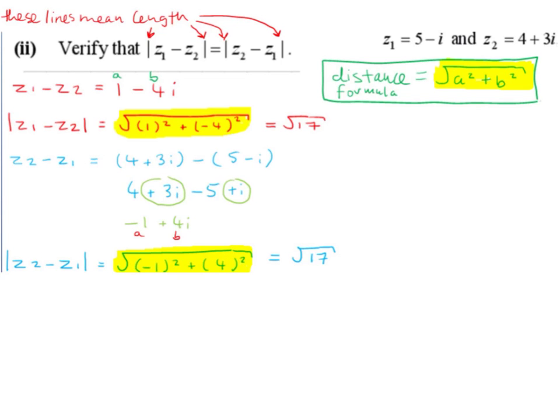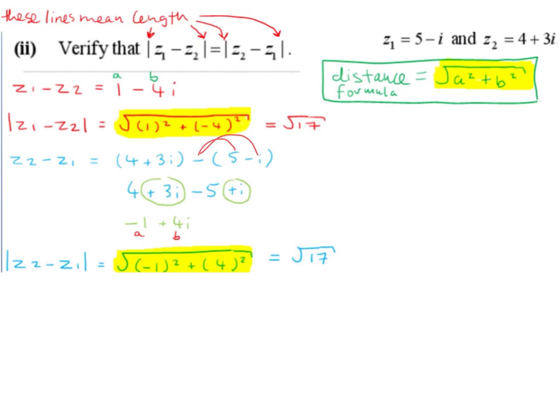So z2 minus z1. Our z2 is 4 plus 3i, so we put that down with brackets around it. Then we have a minus, and our z1 is 5 minus i, so we write that down with brackets around it as well. The 4 plus 3i has nothing in front of the bracket, so we can just write it down as it is. Then minus multiplied by 5 is minus 5. And then we have minus minus i. Minus by minus is a plus, so we get plus i. So we have 4 plus 3i minus 5 plus i.